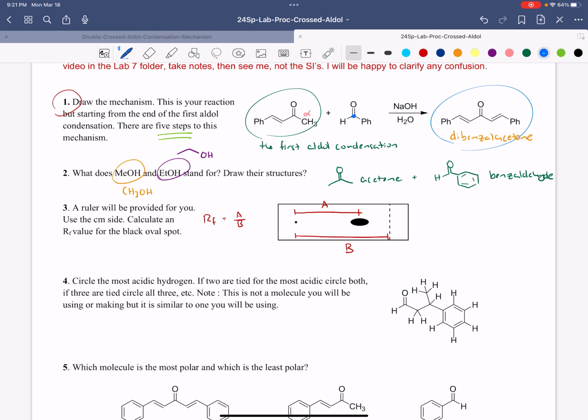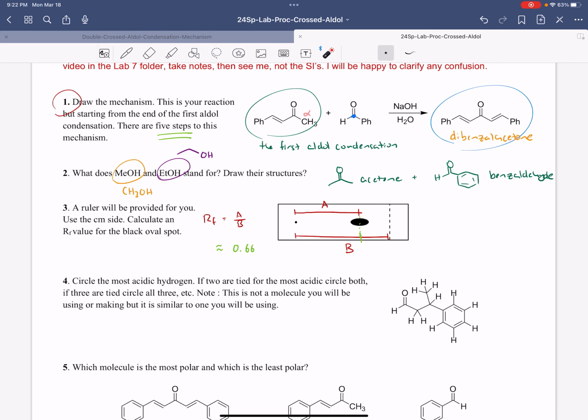So if it moves about, well, let's estimate this one. So A is about what? It's about 2/3 of the way that B traveled. So this is around 0.66, about 2/3 of the way that the solvent front traveled. It doesn't make any sense to start any measurement from the bottom, because, like I said, you're looking at the percentage of how the spot traveled relative to this distance right here.